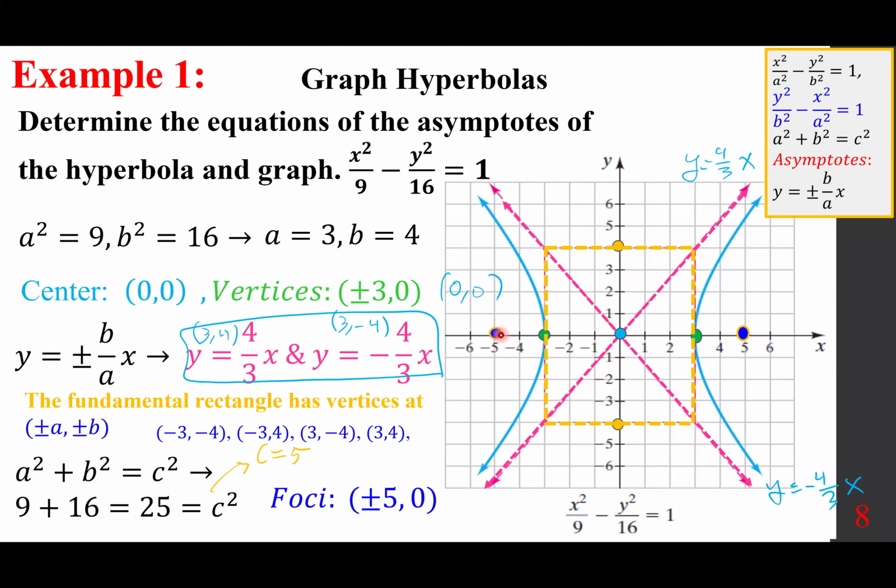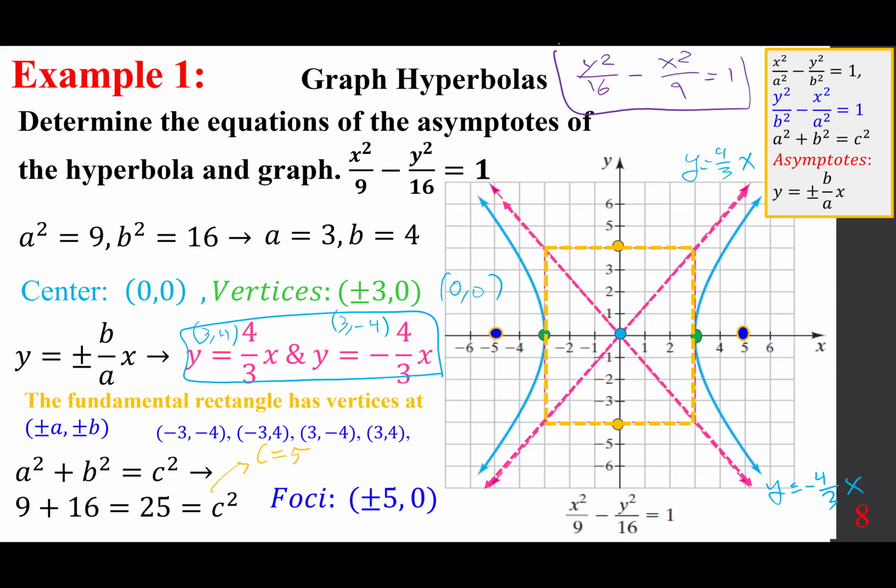By the way, just for the sake of argument, I'm going to explain it quickly here. Let's say the question was to find y squared over 16 minus x squared over 9 equals 1. So pay attention to this. Let's say this was the question.